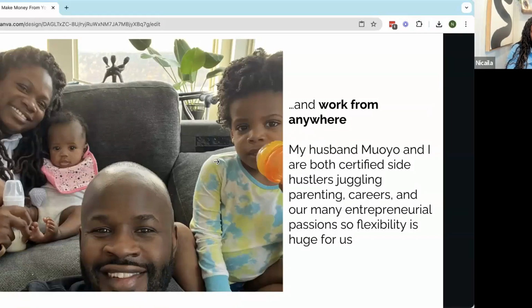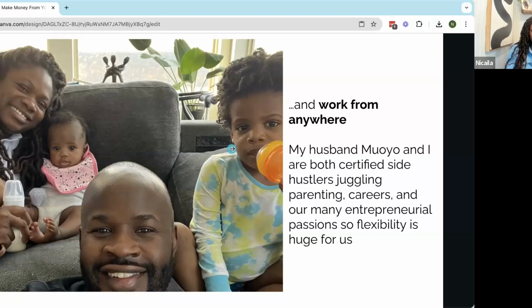And it's not always pretty. You see me on the left looking rough after my daughter was born last summer, just trying to make it out here. But my husband Moyo and I, we're both certified side hustlers. We're juggling parenting, careers, and our many entrepreneurial passions. So flexibility is huge for us.